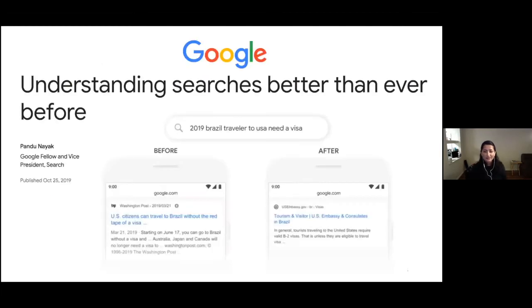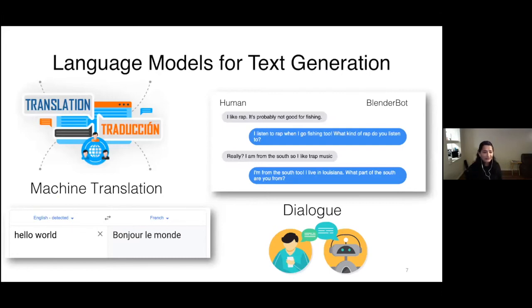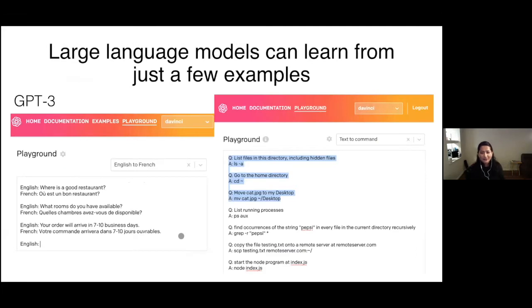For instance, Google search uses BERT to improve the quality of their search results. Facebook uses XLM-R, a large language model trained on 100 languages, to improve their content understanding tools. This is used, for instance, to detect and remove harmful content like hate speech from their platform. Language models also form the basis of text generation systems like translators and chatbots, where they're used to generate sequences of text word by word. And with the release of GPT-3 and tons of follow-up work, we found that just by showing these language models a few examples, we can have them perform new tasks that they haven't seen before, like translating English instructions into Unix commands. So without a doubt, neural language models have become the workhorse of most NLP tasks and systems today.